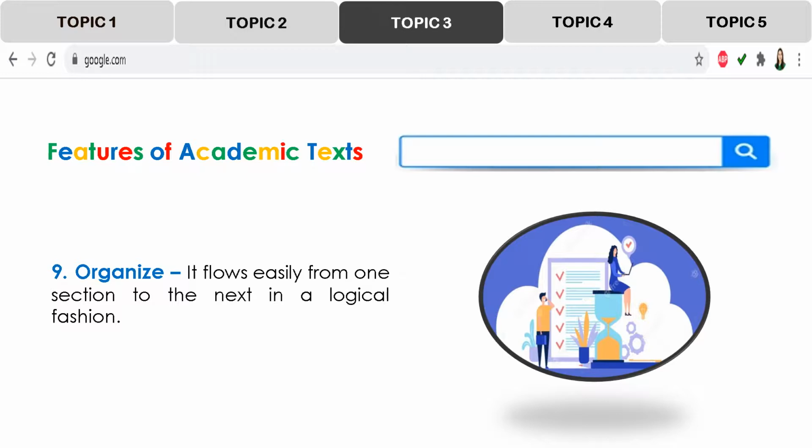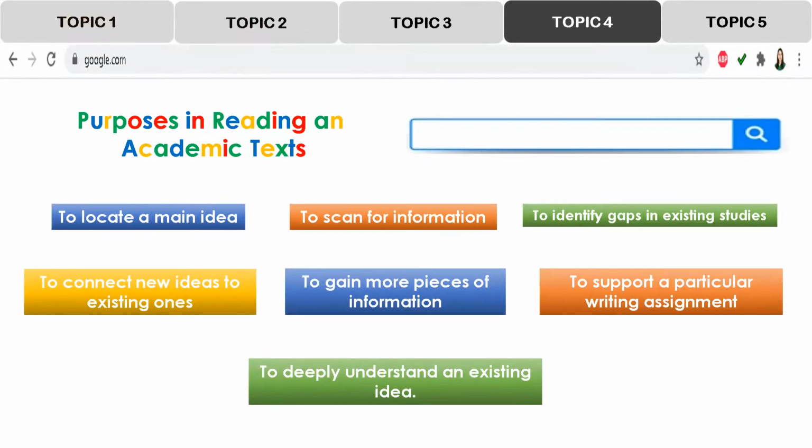So students, are the language features of academic text clear for you? Great. Now, let's move to the purposes in reading academic text. Here are some of the purposes in reading academic text. Number 1, to locate a main idea. 2, to scan information. 3, to identify gaps in existing studies. 4th, to connect new ideas to the existing ones. 5th, to gain more pieces of information. 6th, to support a particular writing assignment. And lastly, to deeply understand an existing idea.